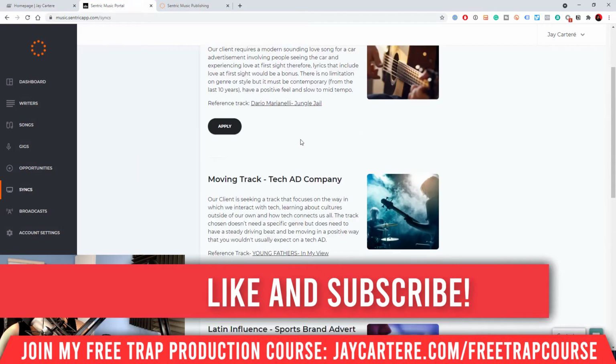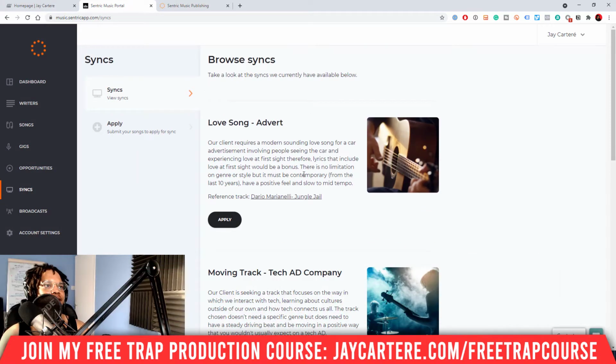Look, here's a bunch of briefs. You can read the briefs. They have reference tracks. It says what they want. A client requires a modern sounding love song for a car advertisement involving people seeing the car and experiencing love at first sight. Therefore, lyrics that include love at first sight would be a bonus. There's no limitation on genre or style, but it must be contemporary from the last 10 years, have a positive feel, and slow to mid tempo.